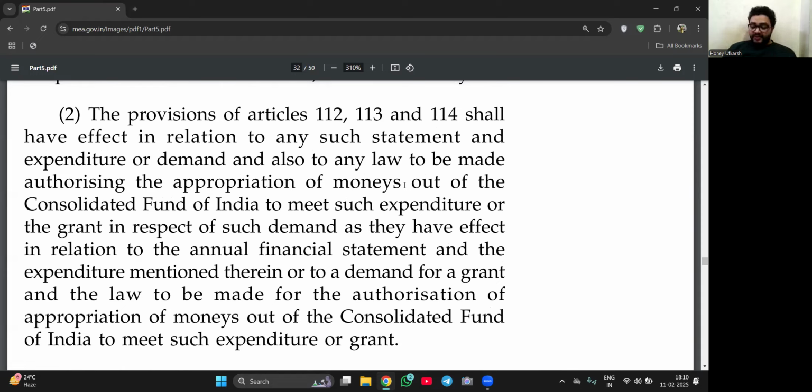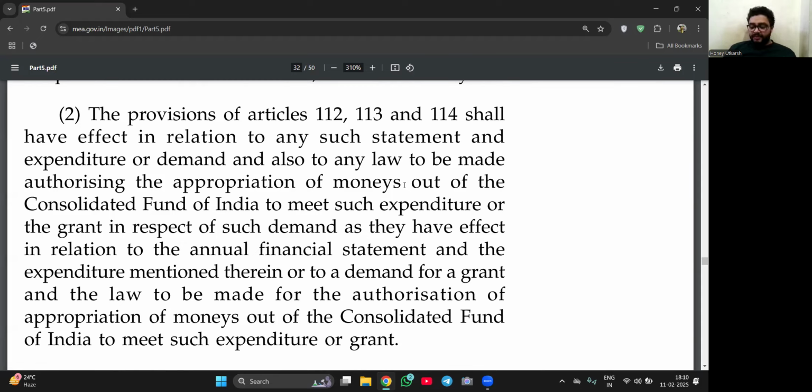Additional grant is a grant when a need has arisen during the current financial year for additional expenditure upon some new service not contemplated in the budget for that year. Excess grant is a grant when money has been spent on any service during a financial year in excess of the grant for that service in the budget for that year.